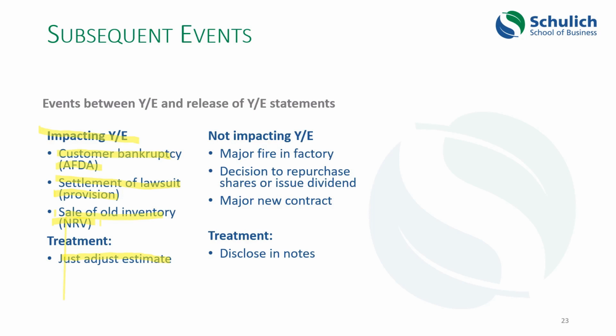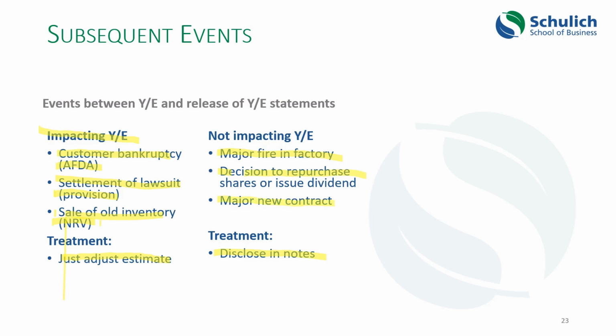Now, if this is an event that does not impact the year end numbers, but is something that people need to know, what you do is you disclose it in the notes. So examples of this would be if there was a major fire in the factory, right? The value at the year end was the value of the factory, but people need to know that the factory is not around anymore. If you have made a decision to repurchase shares or issue dividends, that doesn't change the equity situation at the year end, but people should know that decision has already been made.